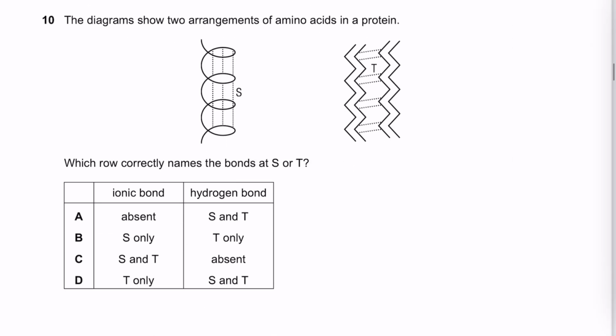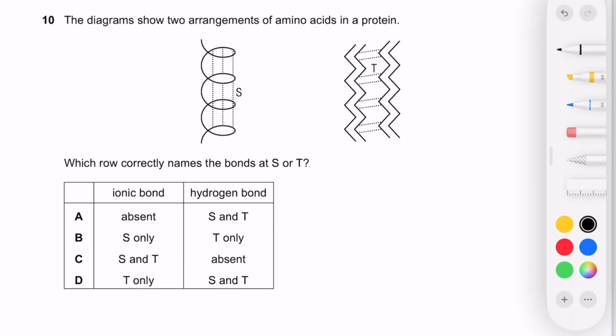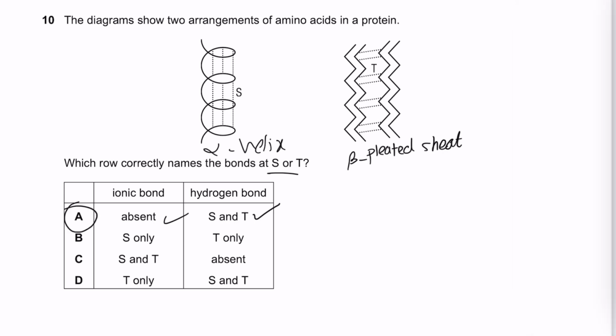Moving on. The diagram shows 2 arrangements of amino acids in a protein. Which row correctly names the bonds at S or T? Here we clearly have an alpha helix and a beta pleated sheet. Excuse me for the terrible handwriting. What are the bonds at S and T? We know that in a secondary protein structure, like an alpha helix or beta pleated sheet, the bonds holding the coils together or the parallel lines together are going to be hydrogen bonds. Therefore, the bonds at S and T are hydrogen bonds. Ionic bonds are always absent in secondary protein structure.